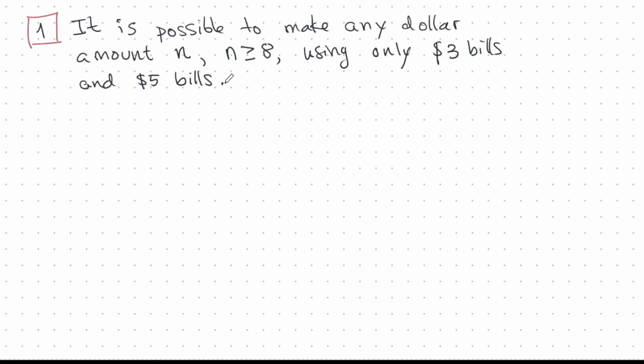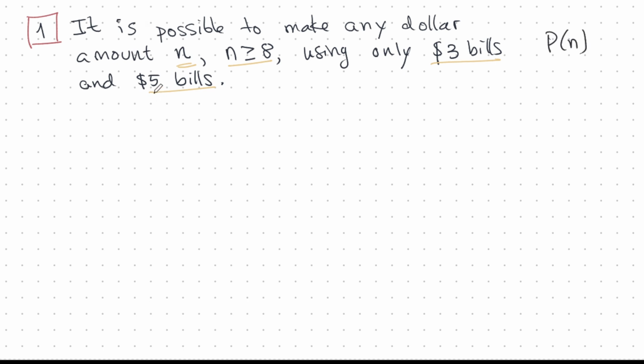Our first problem: it's possible to make any dollar amount n, as long as n is greater than or equal to 8, by using only $3 bills and $5 bills. When was the last time you saw a $3 bill? Well, this is actually not obvious at all. And how do we prove something like this? You might think there must be some technique, combinatorics or something, but actually induction works on this.